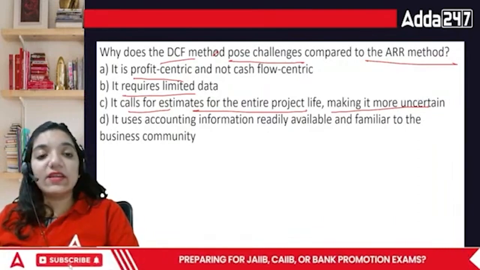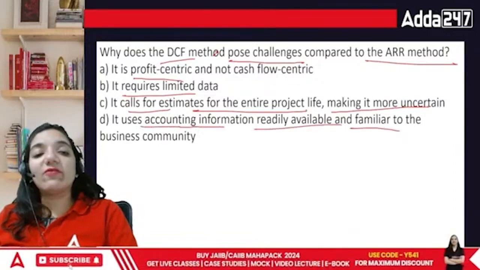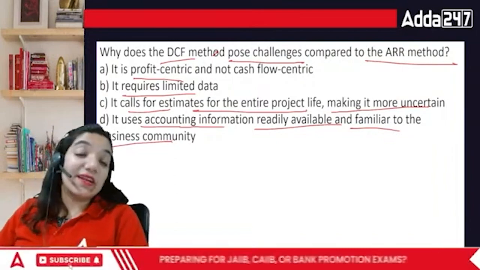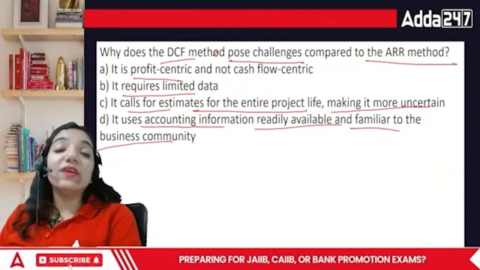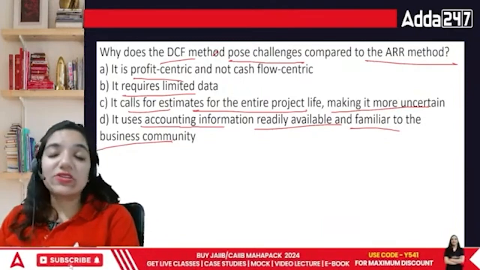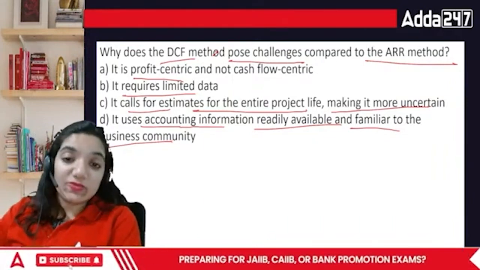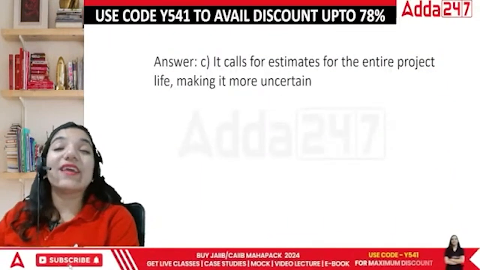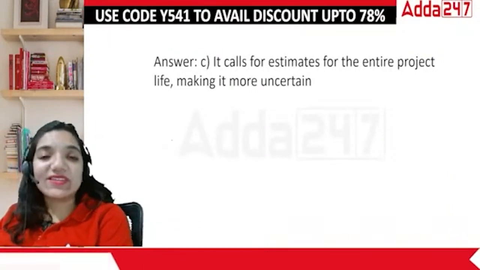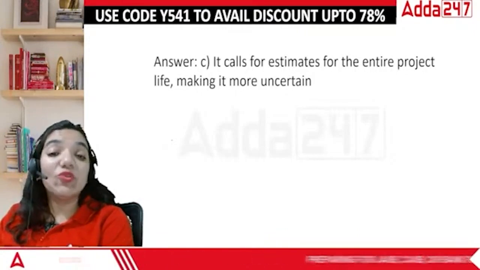Then it uses accounting information readily available and familiar to the business community. If you get into this field, you will understand that readily available information might not be required by you because this is not customized for you, while for every organization, the customization is compulsory. So in this case, the answer would be that it is difficult for the entire project. When we're trying to find it for the entire project, it becomes difficult. So it calls for an estimate for the entire project life, making it more uncertain.